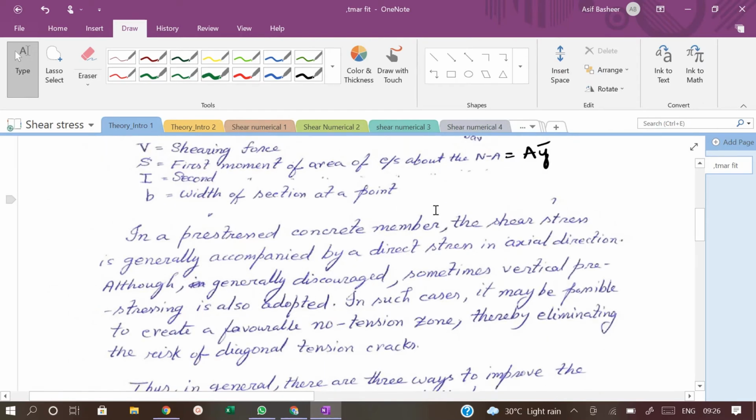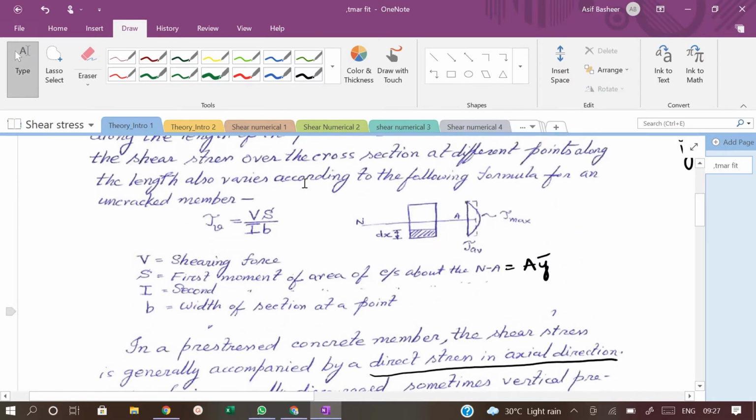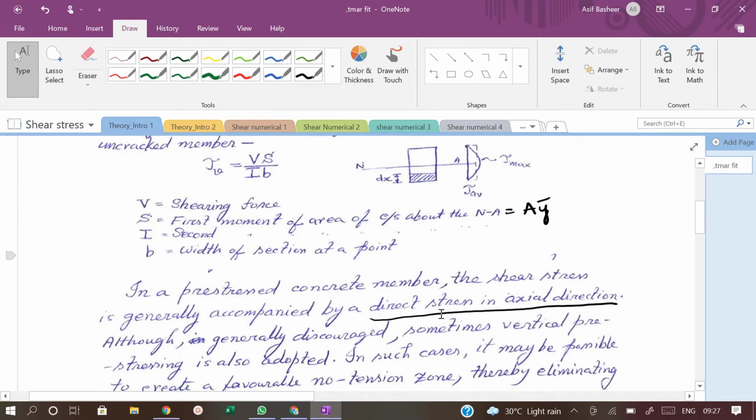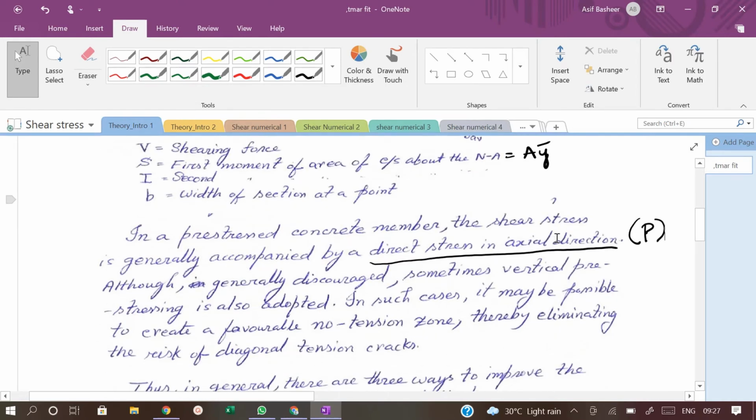In a pre-stressed concrete member, the shear stress is generally accompanied by a direct stress in axial direction. What is this direct stress in axial direction? In a pre-stressed concrete member, you have shear stress due to this loading, as well as it is accompanied by a direct stress in axial direction. That is your pre-stressing force. You have the pre-stressing force or pre-stress in the axial direction.